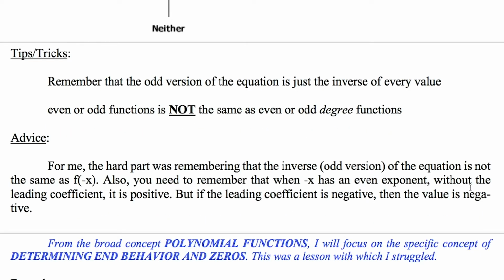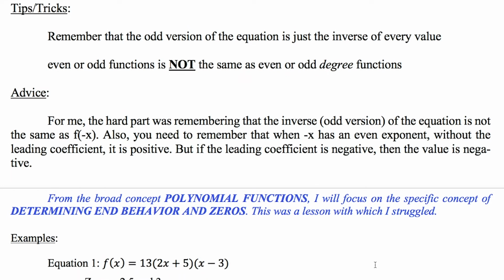And so just some advice. For me, the hard part was remembering that the odd version of the equation is not always the same as f of negative x. Also, you need to remember that when negative x has an even exponent, without the leading coefficient, it is positive. But if the leading coefficient is negative, then the value is negative.